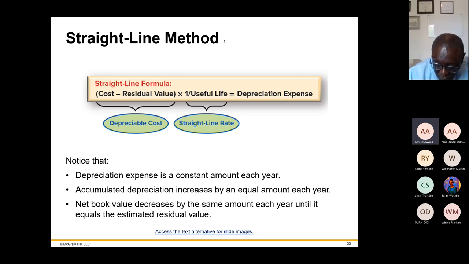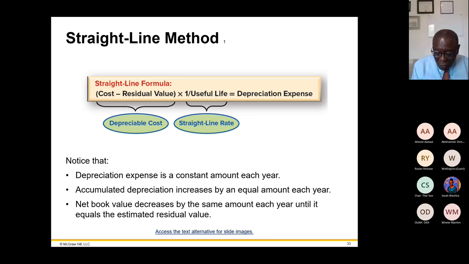Okay. So if we say 5,000 minus 500, that's 4,500, into the useful life, 1 over 5. Or 1 over 10 as a car. So the depreciation expense will be 450. Very good. So cost is 5,000, the residual value was 500, and the useful life is 10 years, correct? So 5,000 minus 500 is 4,500. Divide that by 10, so it's 450. So each year, depreciation will be $450. Very easy, right?